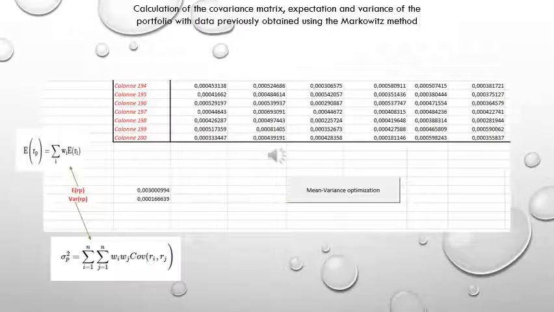Then, to be able to work on this historical data, we imported it on Excel using a VBA API. Then we went on to compute the return for each stock, the expectation, the variance, and finally, the covariance matrix.